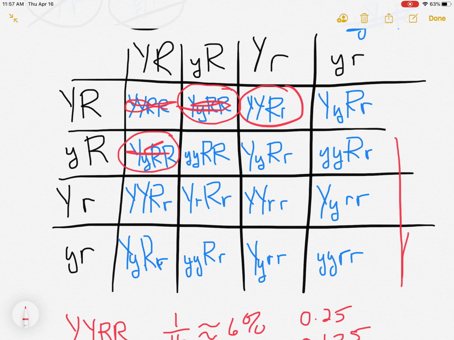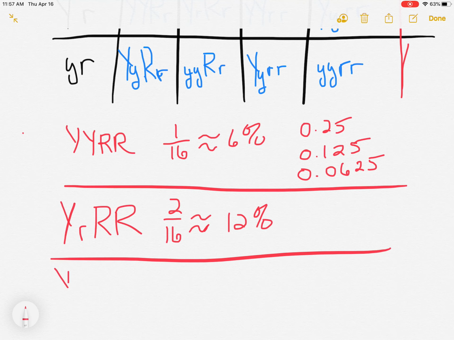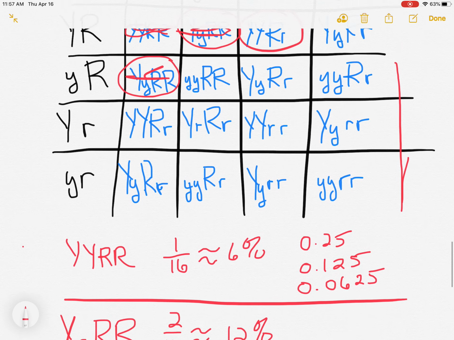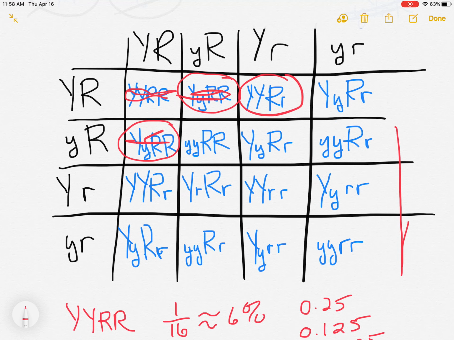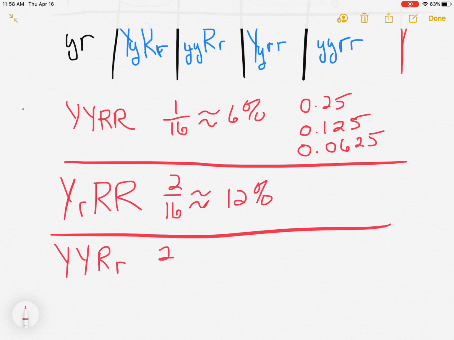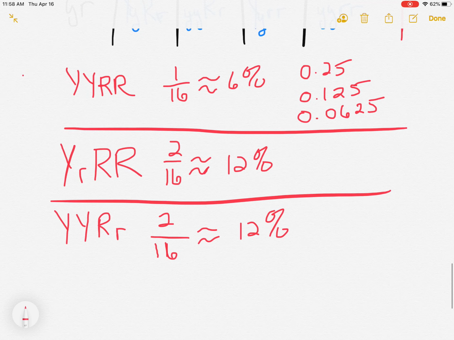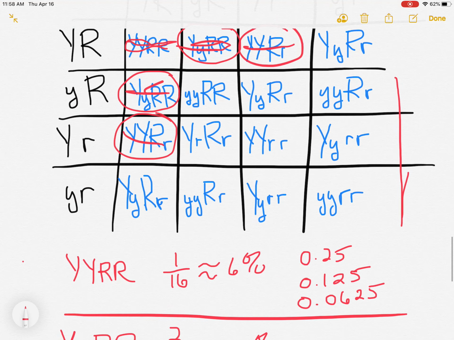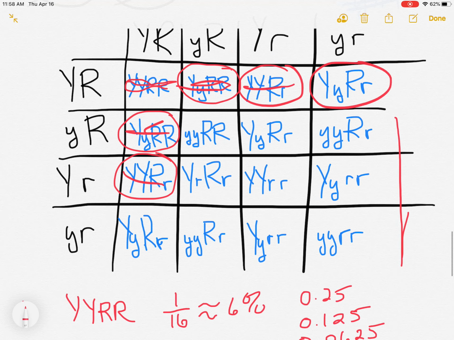Okay, let's do the next possible combination. Let's do this one. So I'm going to cross those other two out. We got them done. This is two capital Y's and a big and small r. All right. Are there any other combinations like that? There is over here. Two capital Y's and a big and small r. But that's the only place where I see it. So again, we have 2 spots out of the 16 for this genotype. 2 out of 16 boxes, which is approximately 12% of the babies will have this genotype.